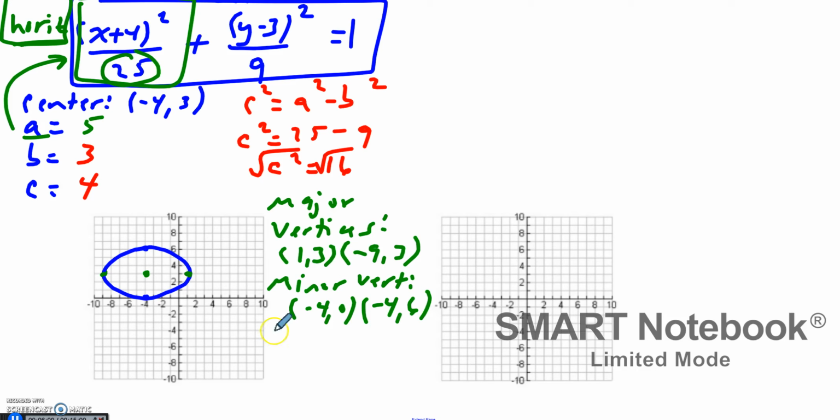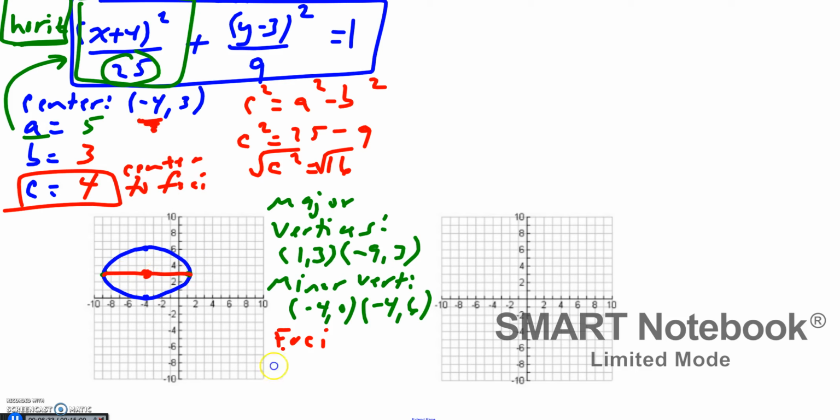The other things we found in class were the foci, and the foci are always on your major axis, in this case horizontal, and everything depends on the center here. And c represents the distance from the center to the foci. So if I'm starting at my center and I'm moving left and right, that means that the x-coordinate of my center is changing. So I would do negative 4 plus the distance of 4, 3. 3 doesn't change because we're not going vertically. Then negative 4 minus 4, 3. Let me get rid of this little symbol here.